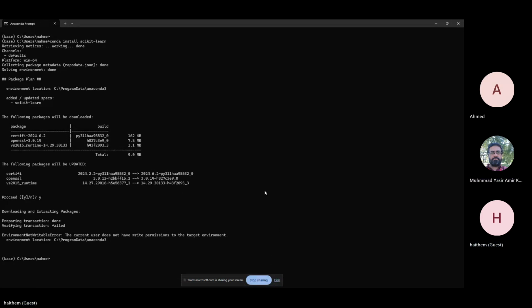So have you logged in as administrator or not? That actually, that's the issue. The issue lies here. Last time it was properly installed. Can Ahmed please help him out? Let him log off and log in again, and then repeat this, conda install scikit-learn, and then see if the scikit-learn library gets installed.